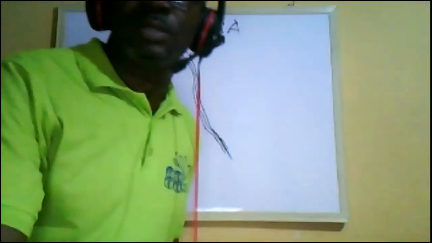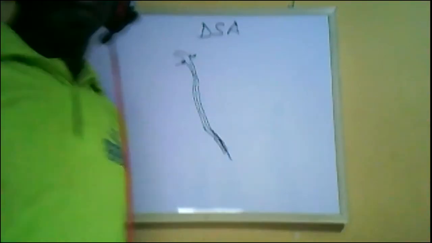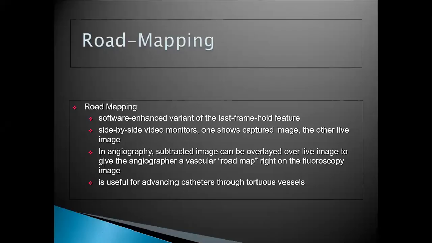Okay, let's continue with the screen. As we have seen here, in angiography, a subtracted image can be overlaid, like I just said. I think it's digital subtraction angiography. It's used for advancing catheters through very tortuous vessels that are very difficult, a very difficult terrain. So road mapping is very, very important.